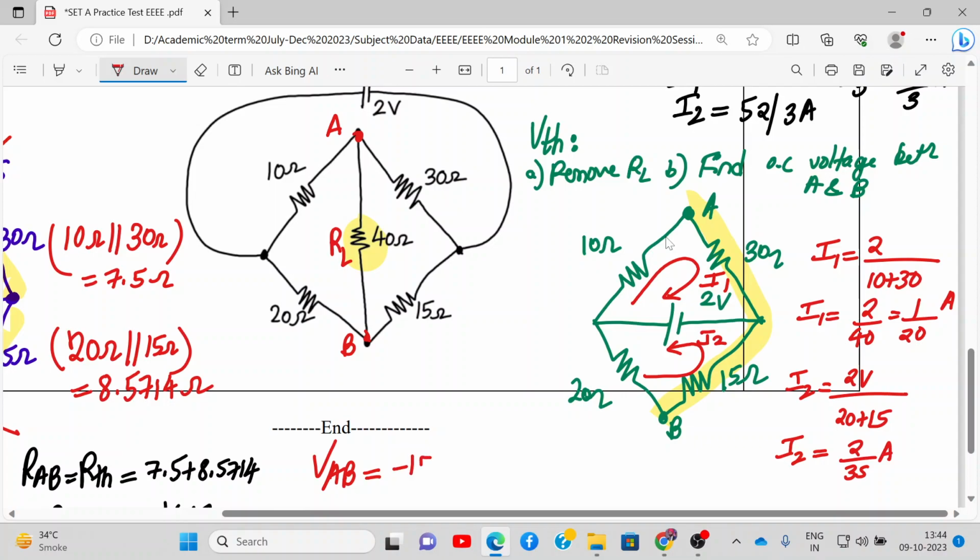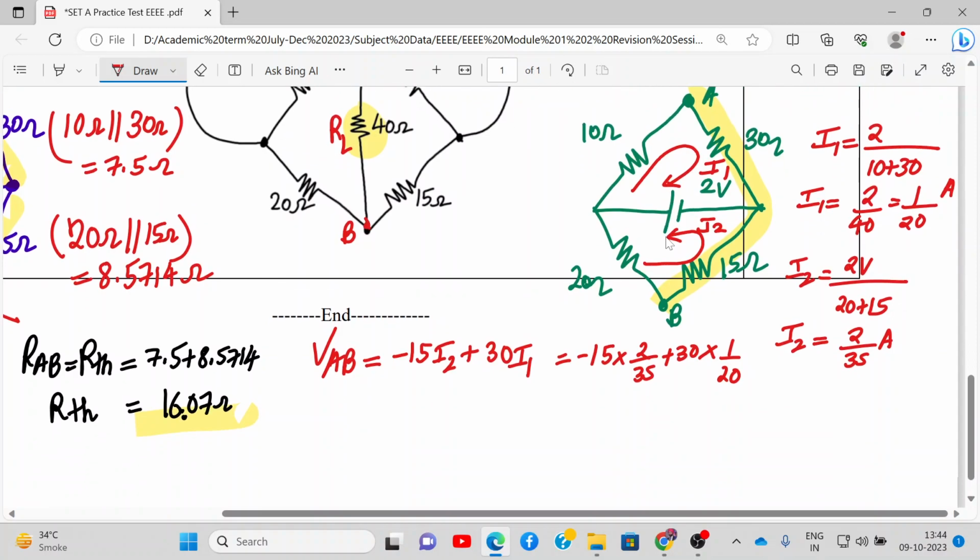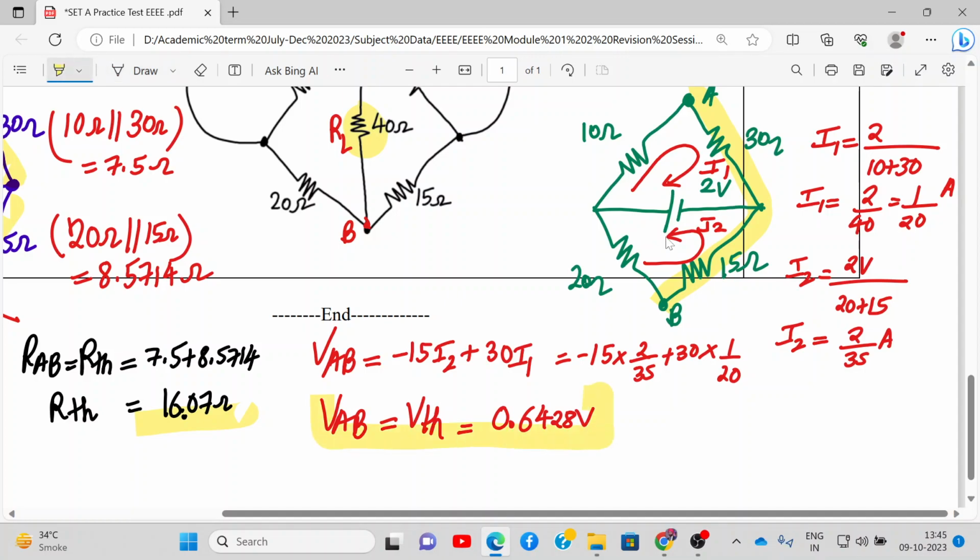So it will be minus 15 I2 plus, now we are going above and the current is reverse, so it will be plus 30 I1. So minus 15 I2 plus 30 I1. So minus 15 into I2, 2 by 35, plus 30 into 1 by 20. If you solve this further, VAB, which is equal to VTH, will come out to be 0.6428 volt. All right. So that's the value of VTH.